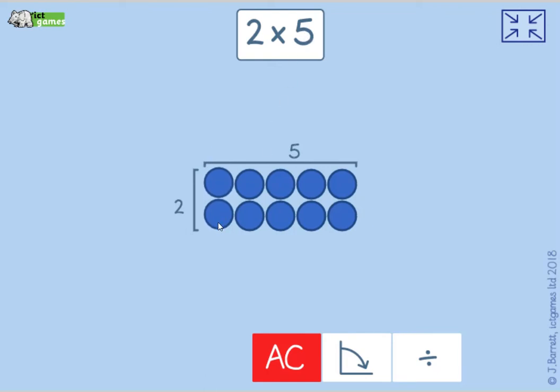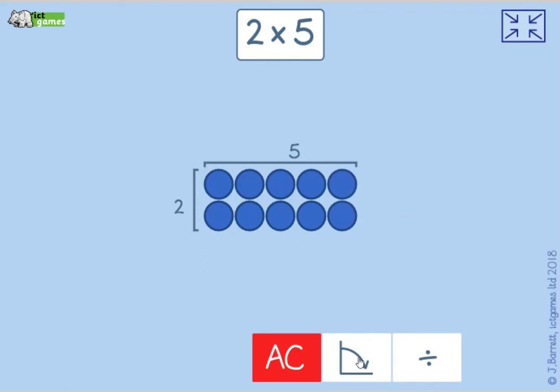5 times. That's time number 1. That's time number 2. That's time number 3. That's time number 4. That's time number 5. 2 times 5. All right, let's count them in twos. 2, 4, 6, 8, 10. So 2 times 5 equals 10.